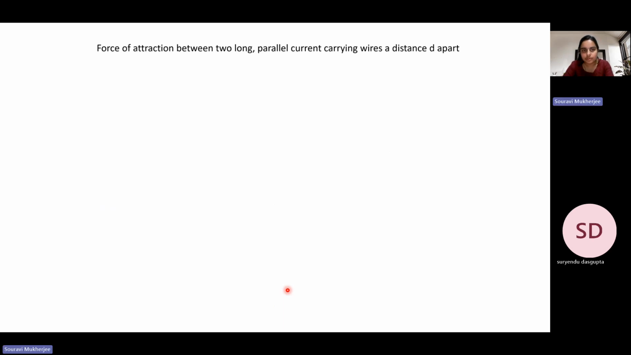Now, force of attraction between two long parallel current carrying wires a distance d apart. Okay, so this is something we just discussed. Now let us look into it in detail.